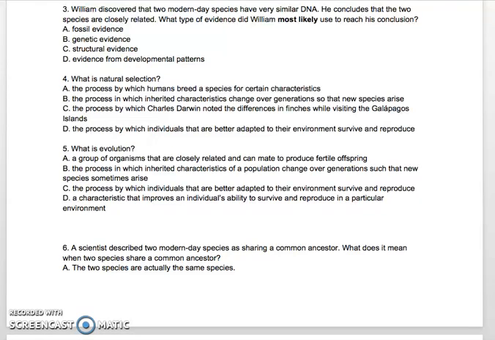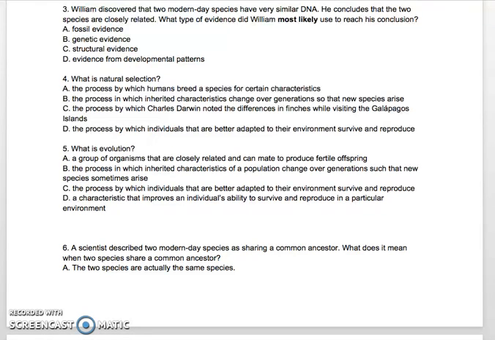Number 4. What is natural selection? A. The process by which humans breed a species for certain characteristics. B. The process in which inherited characteristics change over generations so that new species arise. C. The process by which Charles Darwin noted the differences in finches while visiting the Galapagos Islands. D. The process by which individuals that are better adapted to their environment survive and reproduce.